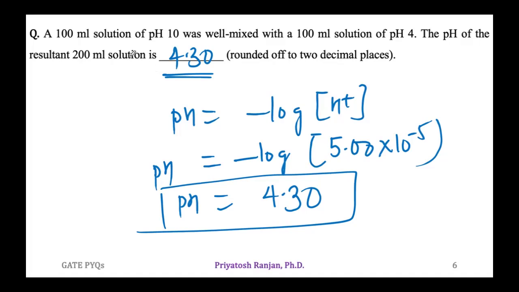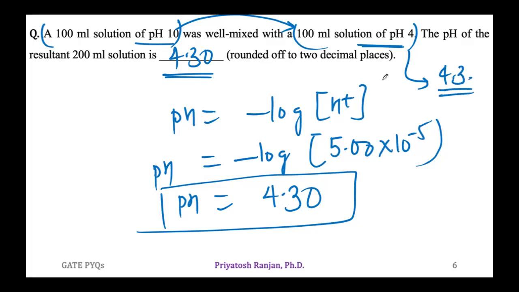And what you need to understand, this solution was initially basic and this solution was acidic, because this is less than 7, this is more than 7. And after adding this solution into this solution, the overall pH has become 4.3. It's an important concept-based question.